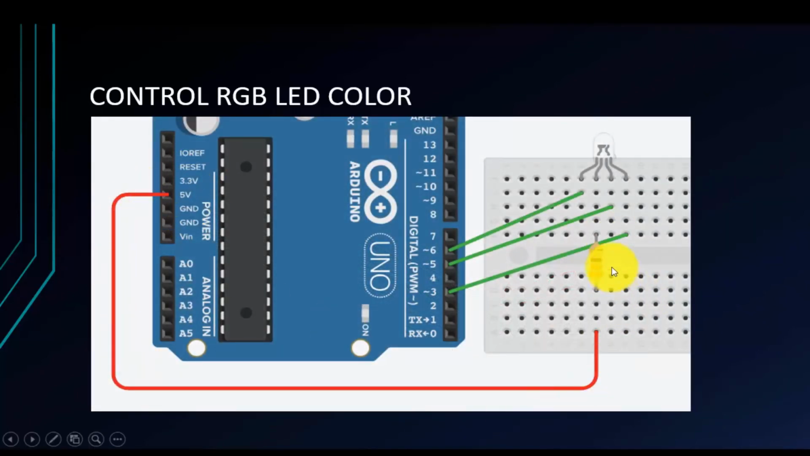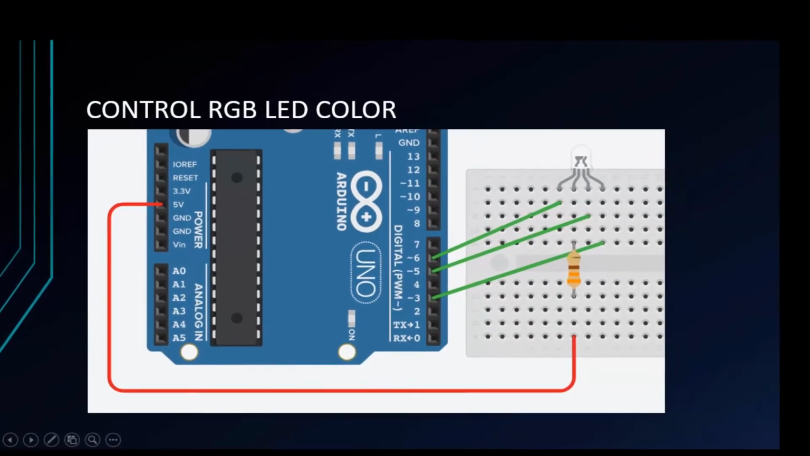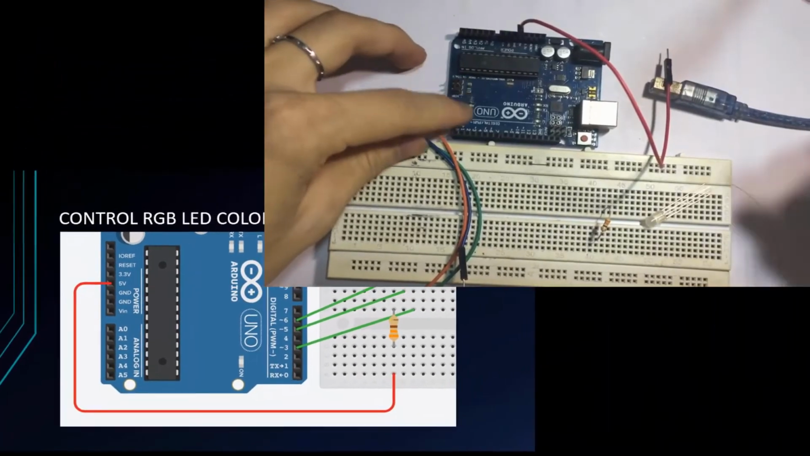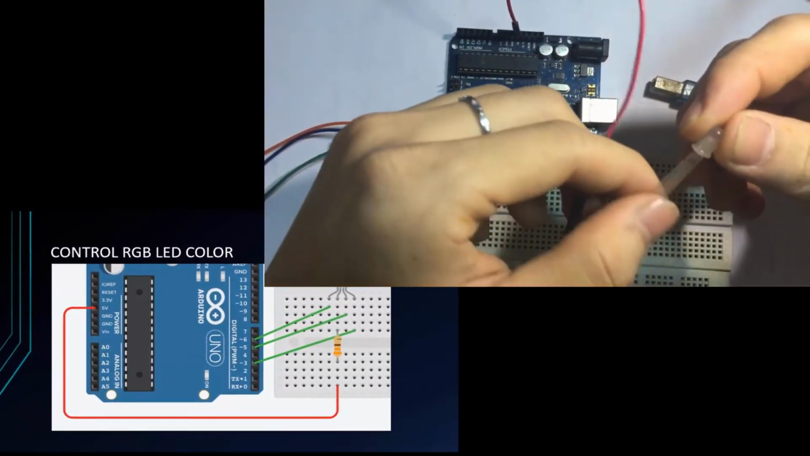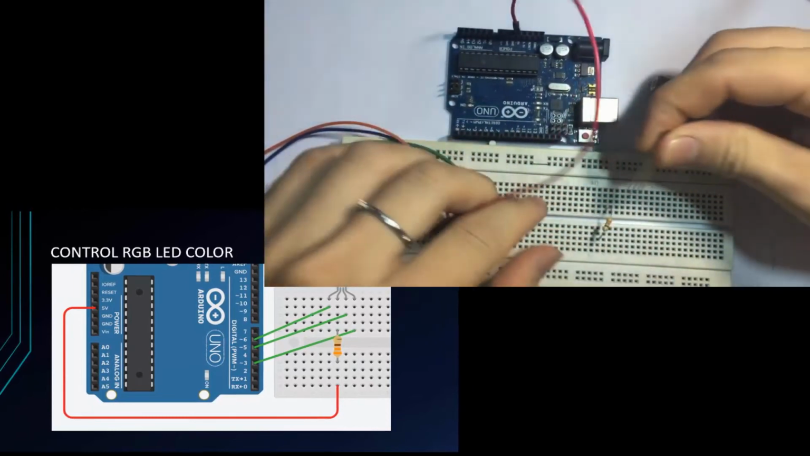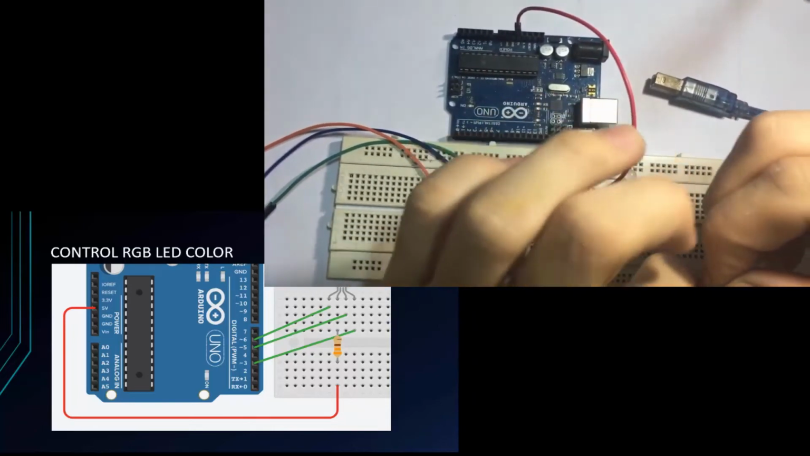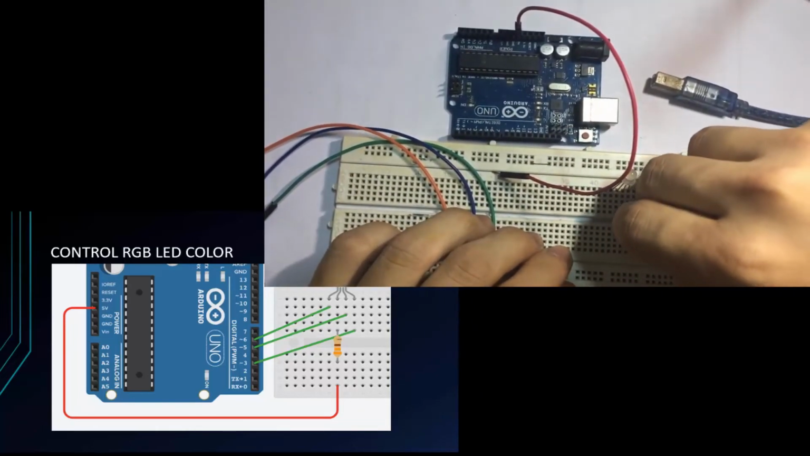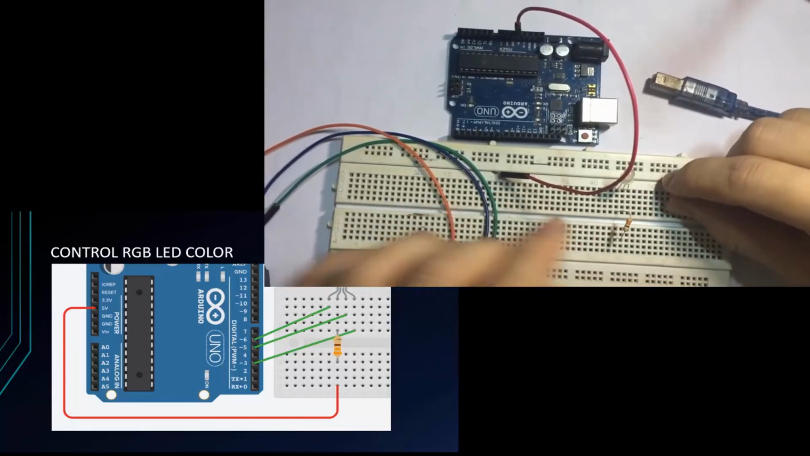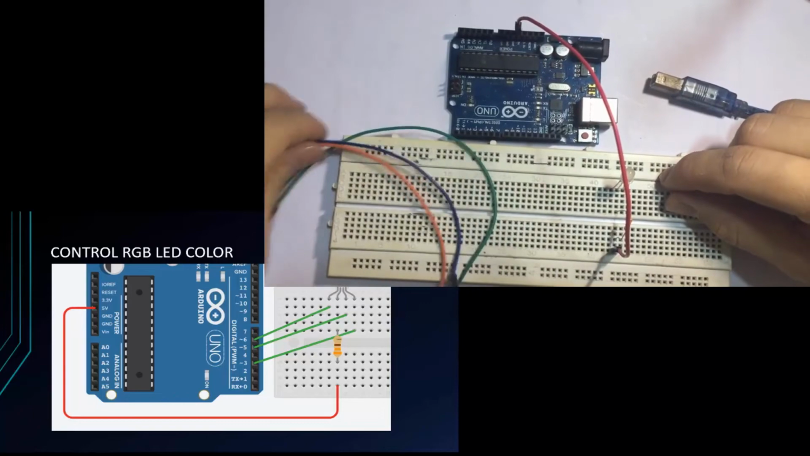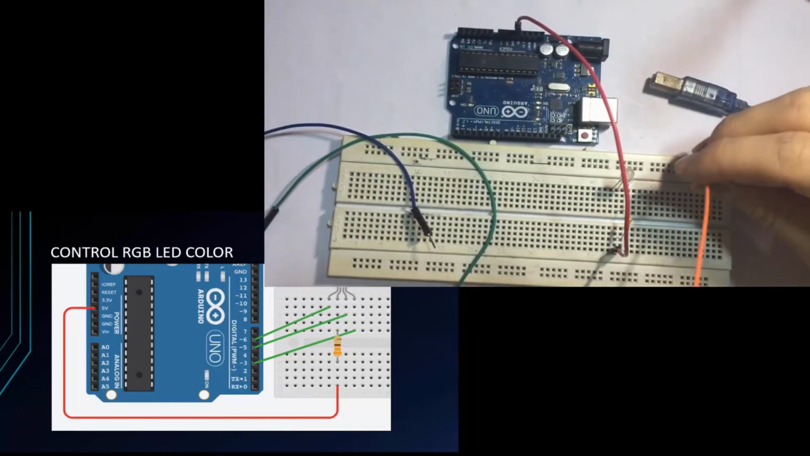I will connect 5 voltage to the anode pin with the resistor 330 ohm and the 3 rest pins are connected to PWM pins. That is 6, 5 and 3. Okay, let's connect it. 5 voltage, and this is the RGB LED. We'll connect it. I will connect the resistor to the anode pin like the diagram. Okay, connect to 5 voltage, and the 3 rest pins will be connected to PWM pins.